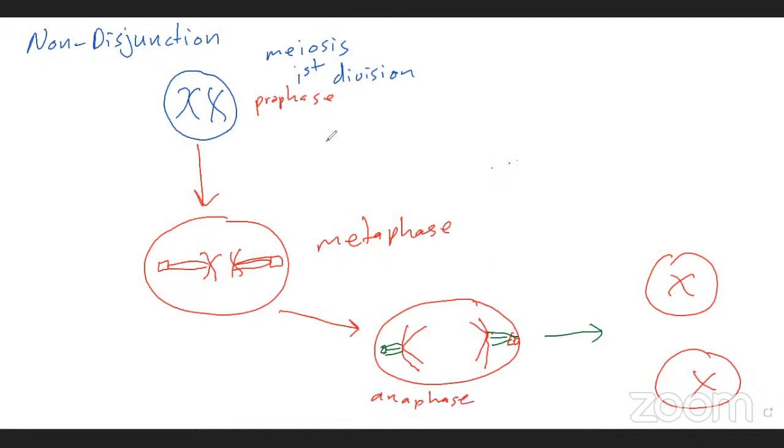Now, let us look at the non-disjunction. The non-disjunction is that these two chromosomes did not separate. What will happen? One of the cells will be empty and one of them will have two chromosomes inside, right? All right, so this is where the problem will start, because when this cell undergoes meiosis 2, what will happen?